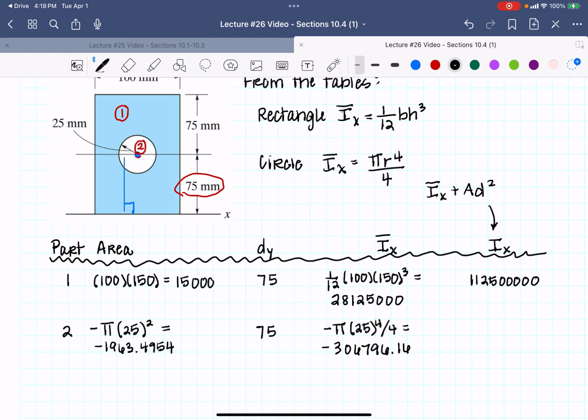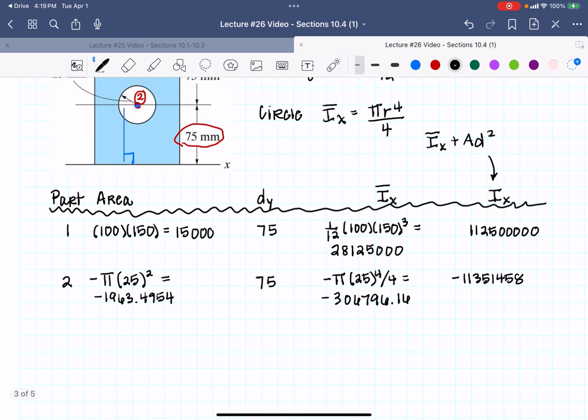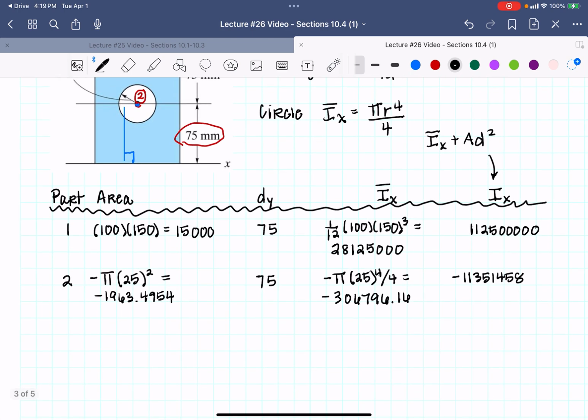And we are also going to subtract and do A D squared. So when we add A D squared to that negative, and the area is negative, so it's going to be adding, it's going to be an even bigger negative number. I'm going to get negative 11351,458, something around that.